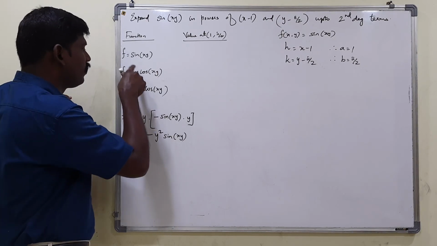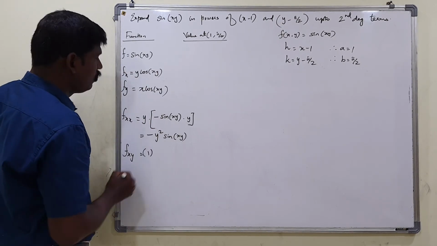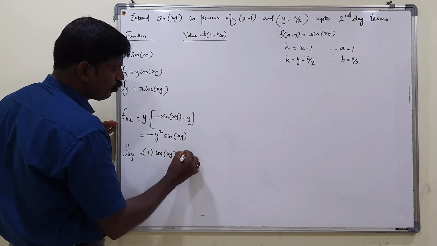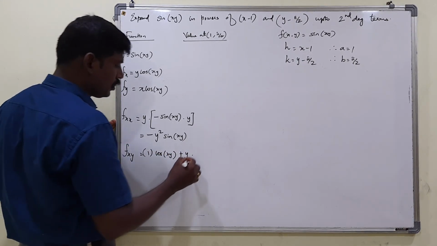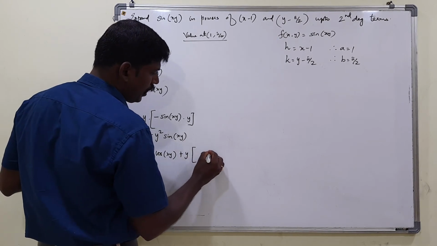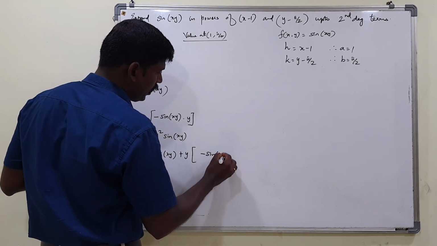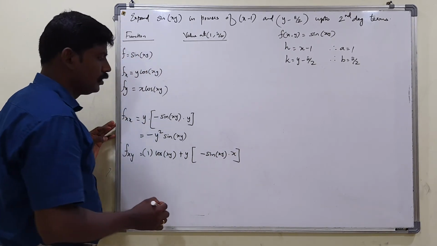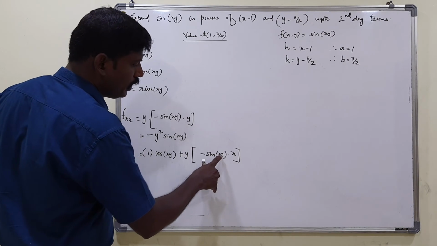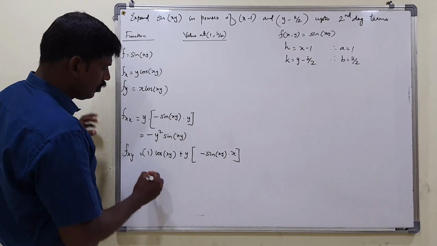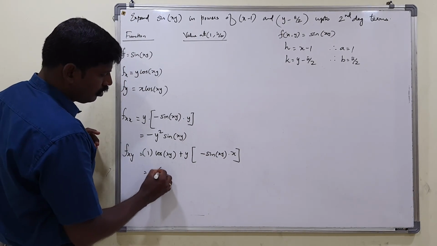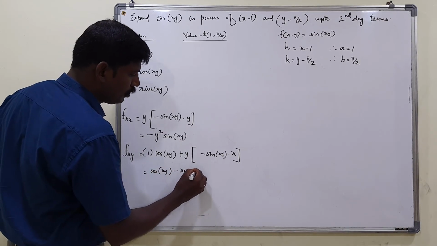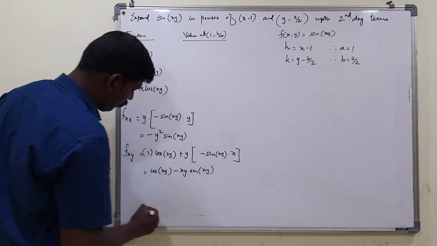So first I am going to differentiate y with respect to y. It is 1 into cos xy plus y into the derivative of cos xy, minus sin xy into, with respect to y, you will get x, isn't it? y becomes 1 into x. That's all. So that is equal to cos of xy minus xy into sin of xy.